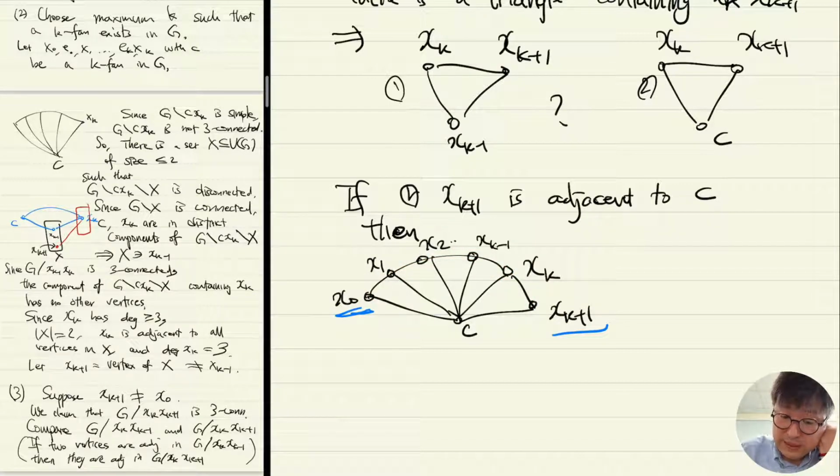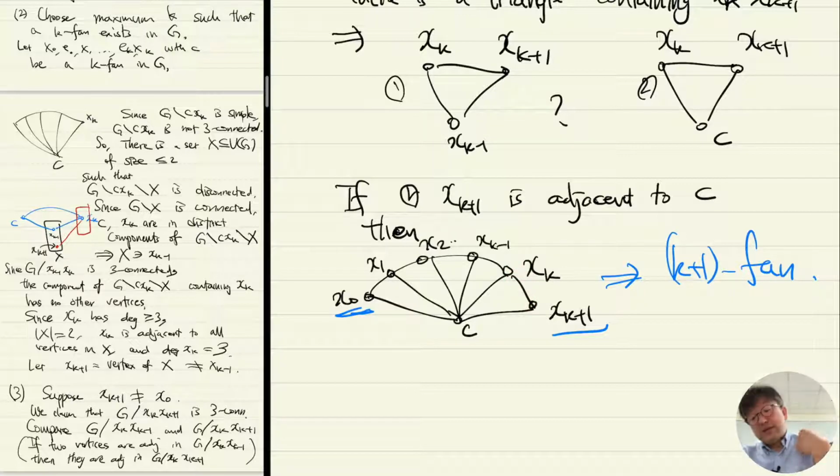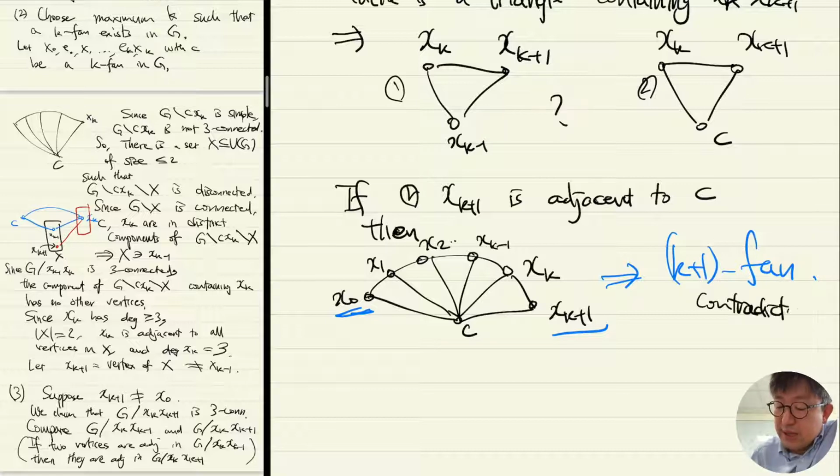So that means this becomes a k plus 1 fan. Why? Because when you contract this edge, it's 3 connected. But that's a contradiction, because k was chosen to maximize k so that there exists a k fan. So that's a contradiction. The graph doesn't have a k plus 1 fan.